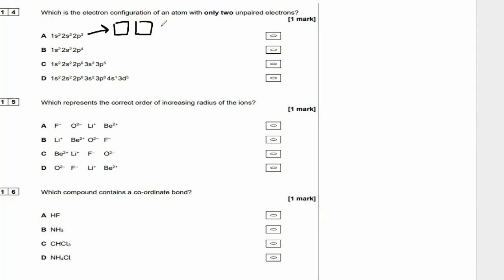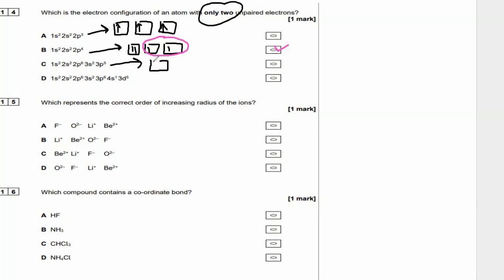If we draw out the 2p orbitals, we'll see here 2p3. How many single electrons are there? There are three unpaired electrons. If we draw out for B, 2p4, you're going to find that you have one filled orbital and two unpaired electrons. So the answer is definitely going to be B. But let's go through the others just so you get the idea.